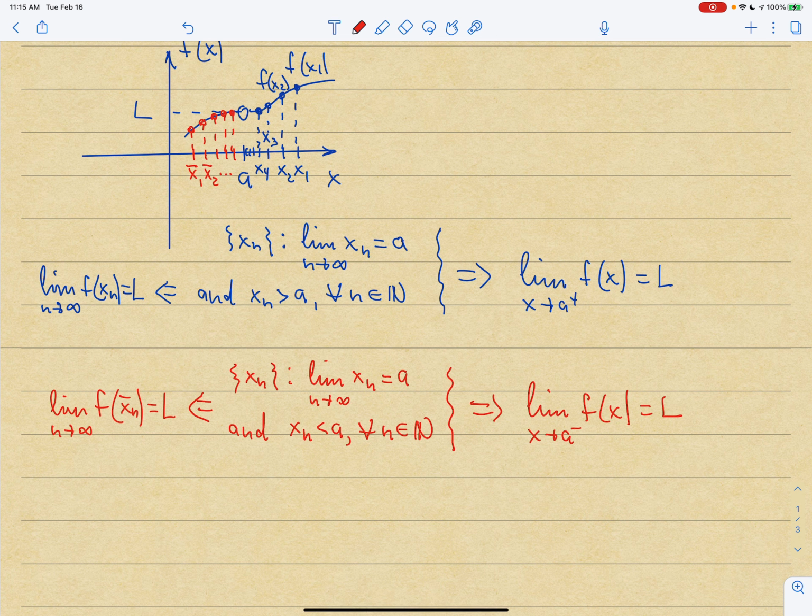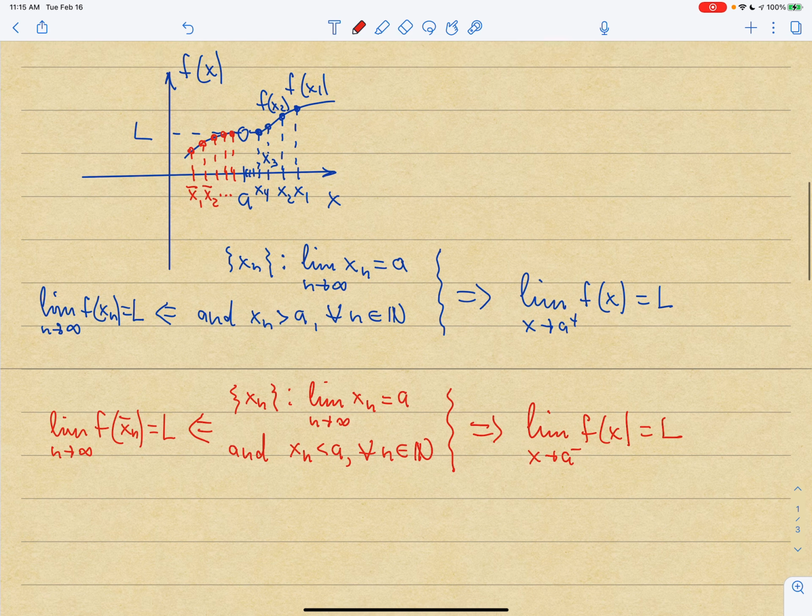And now finally, I don't have too much space here, but in this case, if I take any, I don't have much space on the picture, so I'm just going to say it in words. If I take any sequence that contains points to the right and to the left of A on the x-axis, and that sequence converges to A, it's clear from this picture that the values of f of xn along that sequence would also converge to L. So that means that the limit of my function as x approaches A actually exists and is equal to L.